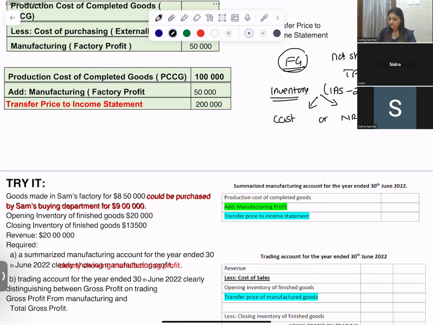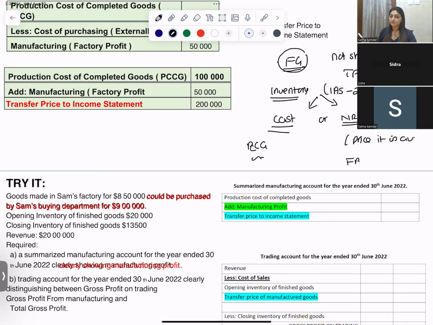So for the finished goods inventory, one is the cost, that is your PCCG, and your NRV will be the price at which it is available in the market, which includes the factory profit. So which value should you value it at? PCCG, because it's lower. So this is the whole reason why you value inventory at cost, because you have not yet earned the factory profit in that closing inventory. The profit that you have added, you've not yet earned it. So IAS 2 tells you that you will record your inventory at lower of cost or NRV.